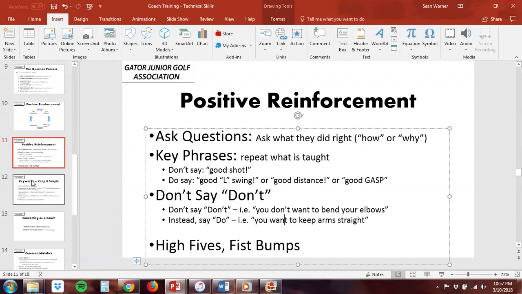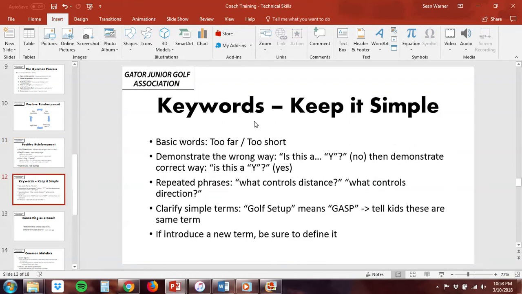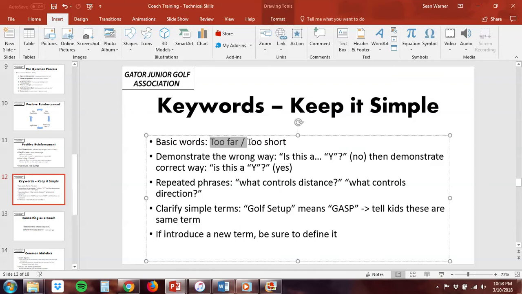All right, so high fives, fist bumps. Okay, keywords. Keep it simple. Always define any possibly complicated terms that you're using. All right, so keep it simple. Too far, too short. Those are very, very simple words.